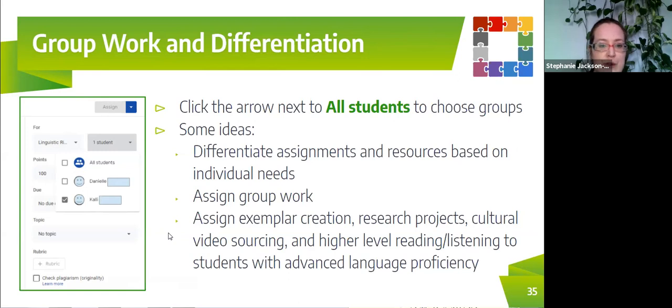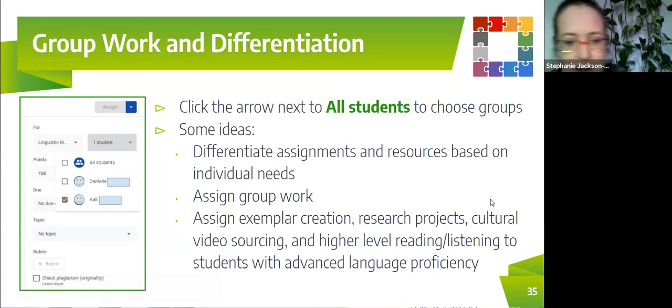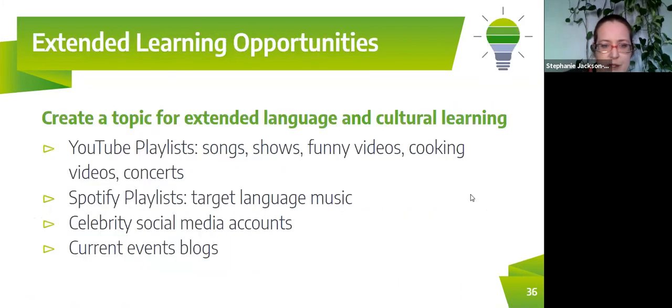For those students who are maybe former French immersion, or maybe their first language is the language that you're teaching in your class, or they've just got really advanced language proficiency, you can assign them work like creating exemplars. When you have a project, they're going to create the exemplar that the other students are going to be looking at to help them. You can also give them a research project, have them find cultural videos or music videos, or give them different reading and listening to do, just to make sure that they're engaged and doing some work in class.